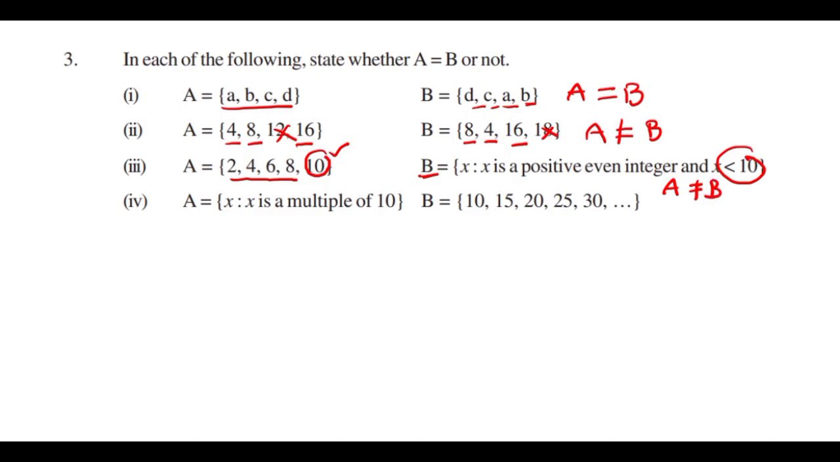Next, X such that X is a multiple of 10. What is a multiple of 10? 10 ones are 10. Compulsory curly brackets for a set, and commas. 10 twos are 20, 10 threes are 30, so on like this we write. But what is 15? Is 15 a multiple of 10? No, it is not a multiple of 10. So this one is not equal. Got it? A is not equal to B. So only one case is equal here. I hope you understood this. Let us discuss the next question, number 4.